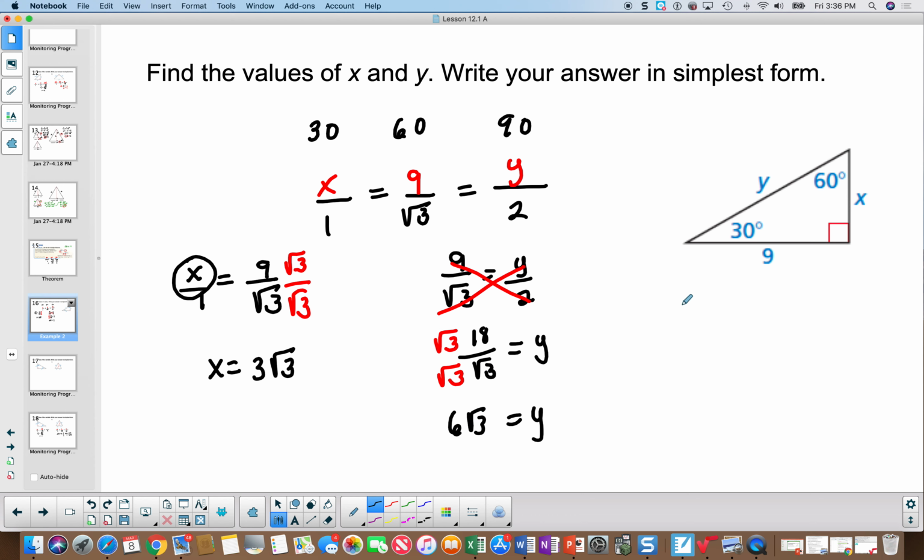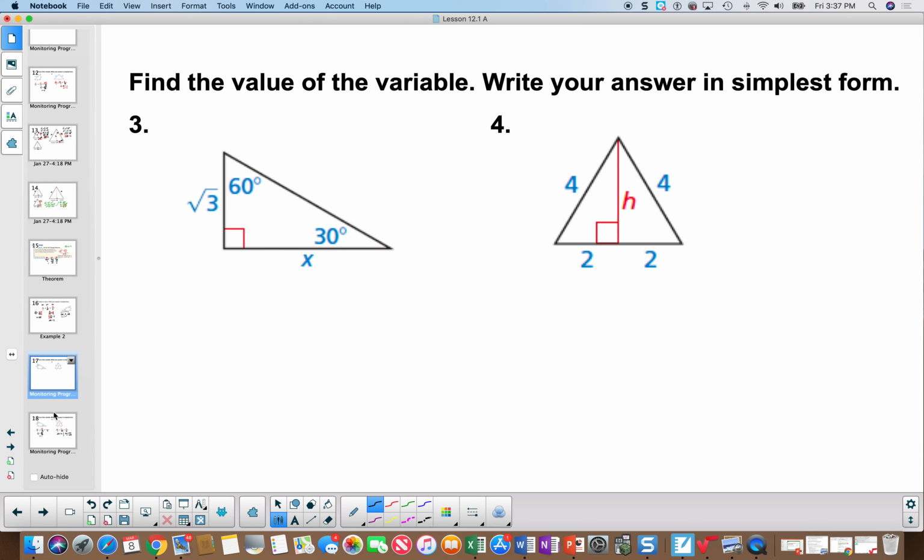So here's the answers that I found. I found that the short leg was 3 root 3. I found that the long leg was 9, and I found that the hypotenuse was 6 root 3. Now notice the short leg and the hypotenuse have this 1 to 2 ratio, and the short leg and the long leg, this guy is root 3 longer, because if I times this by root 3, I will get the number 9. Your turn.